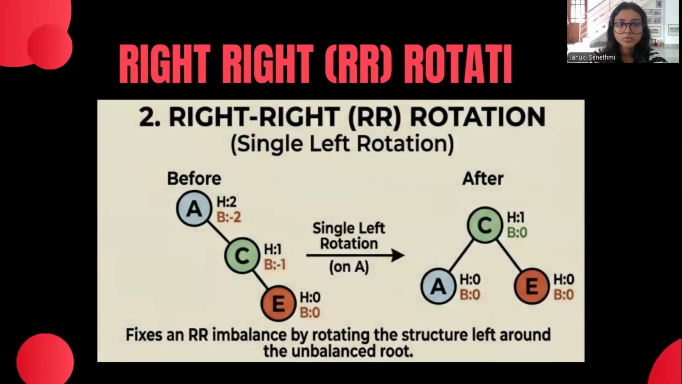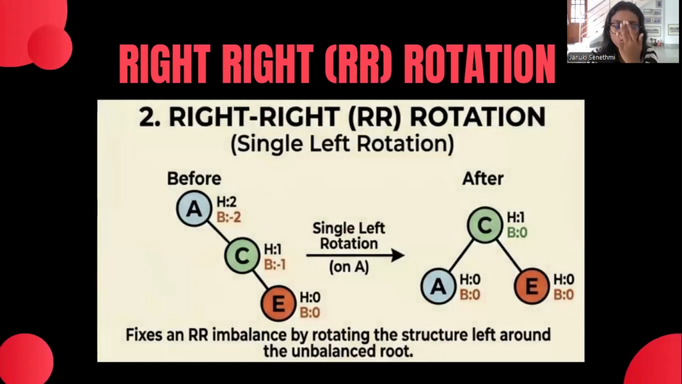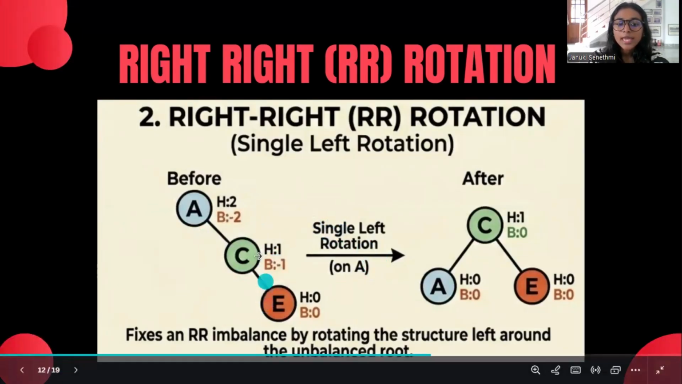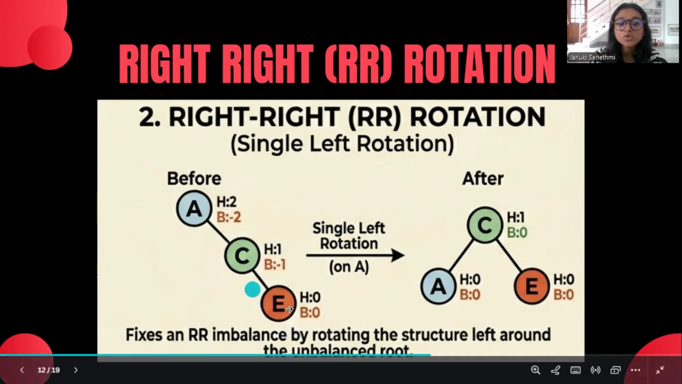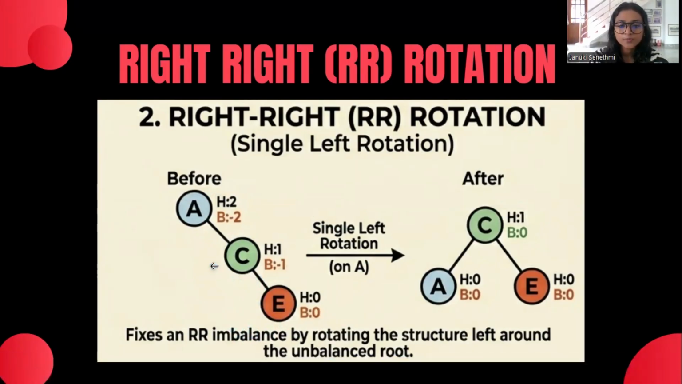Now, let's look at the RR rotation, which means right-right rotation. This imbalance happens when a new node is inserted into the right subtree of the right child. In the before diagram, A is the root node, C is the right child, and E is inserted further to the right. Because the right side becomes heavier, node A gets a balance factor of -2. This means the AVL tree is unbalanced.